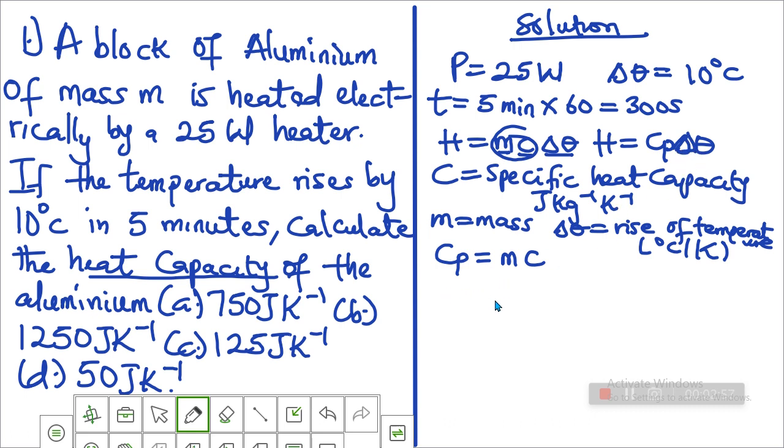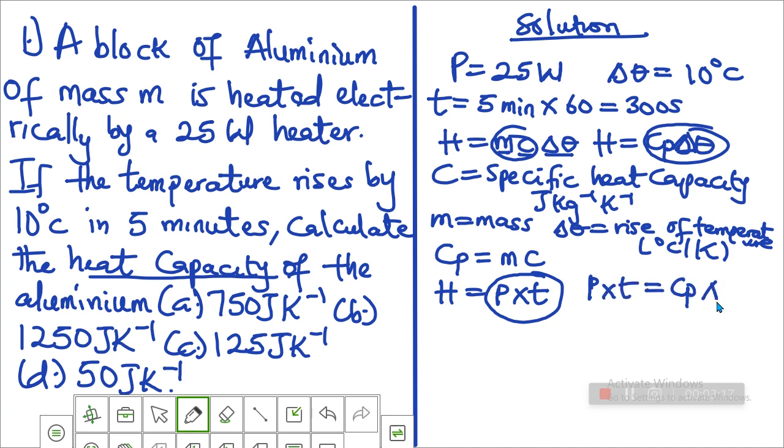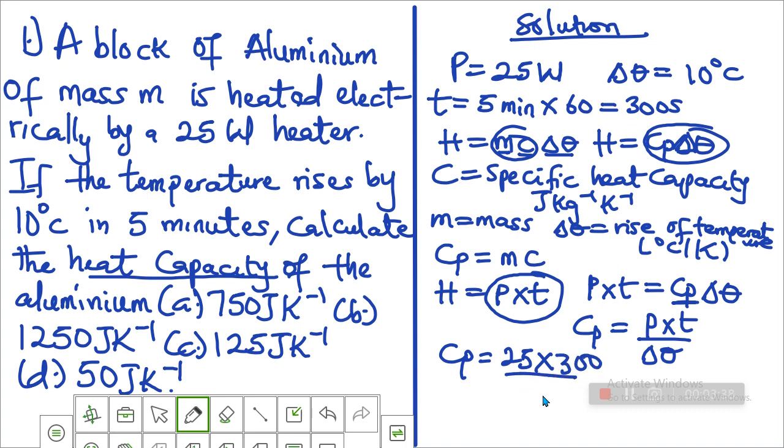Now you should know that the heat energy is also equal to the power times time. For us to get Cp, we equate this Pt to Cp delta theta. So power times time equals Cp delta theta. Making Cp the subject of the formula, we have Cp equals P times t over delta theta. Our P is 25, they've given us our time, we got 300, and our delta theta is 10.